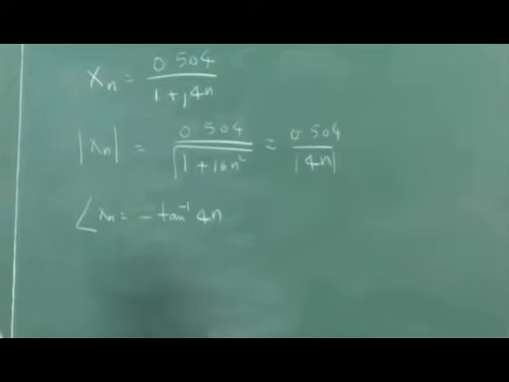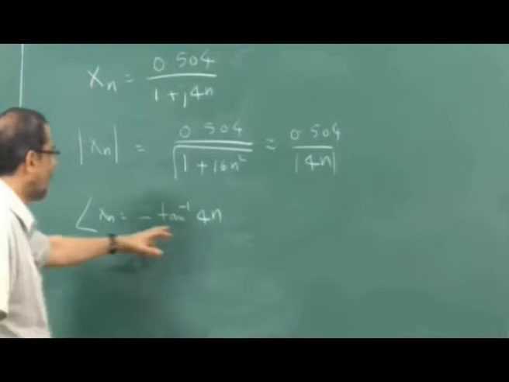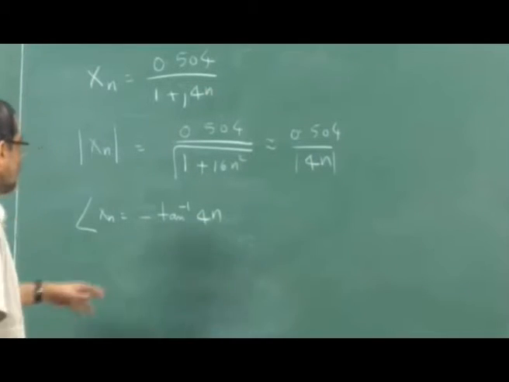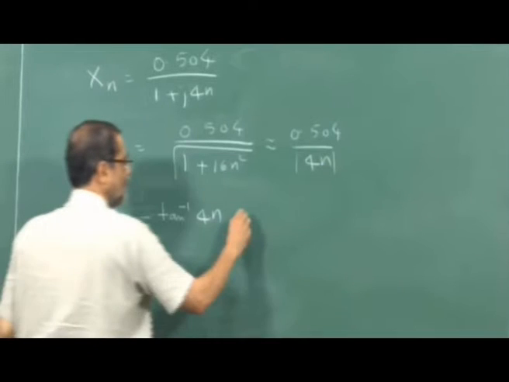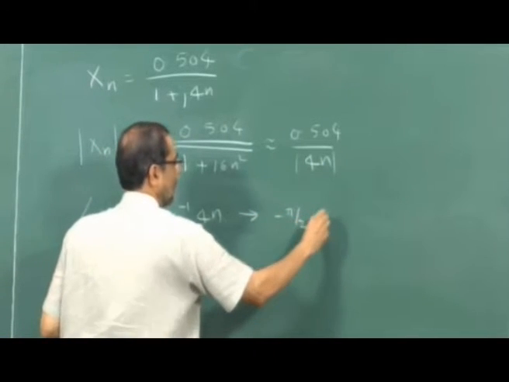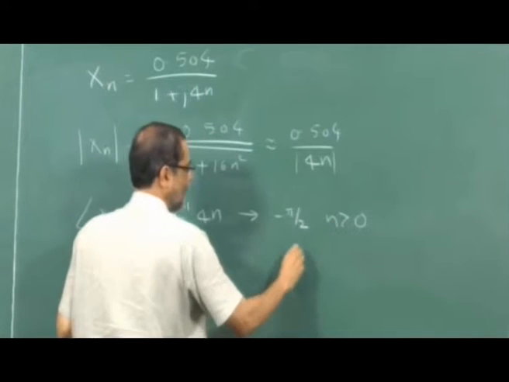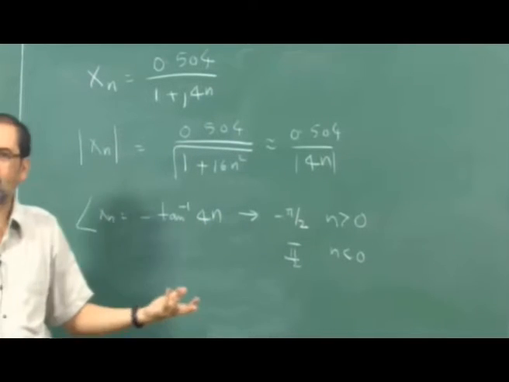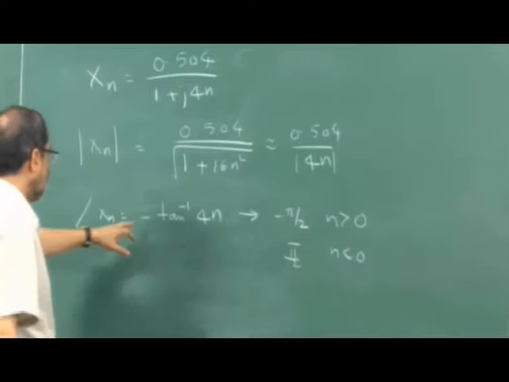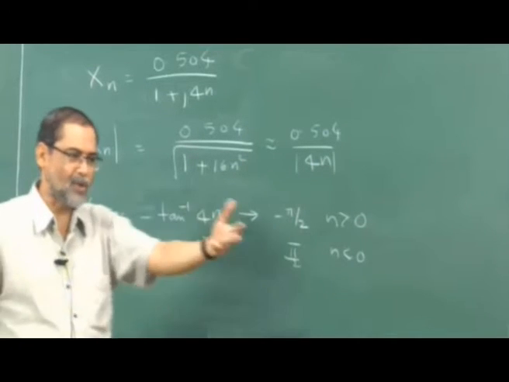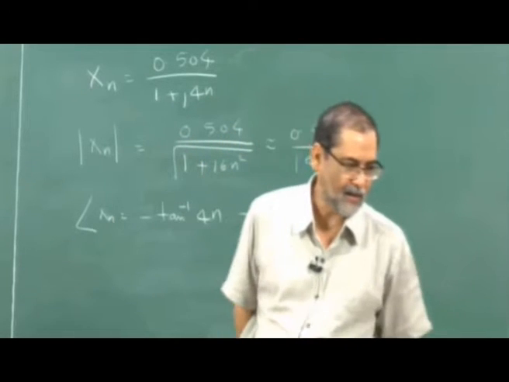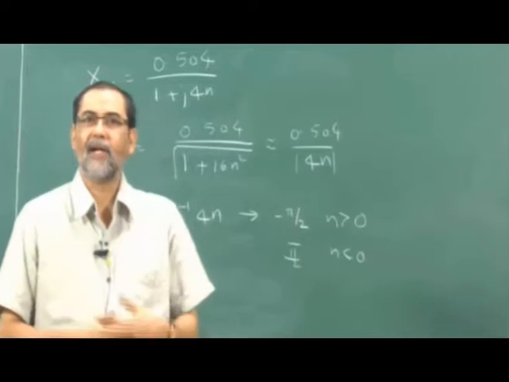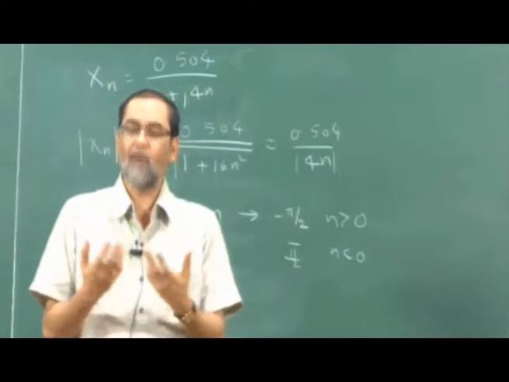If n becomes large, say n is 4, then tan inverse 16, the tan inverse of a large number, is pi by 2. So when n is positive, this quickly tends to minus pi by 2 for n greater than 0, and plus pi by 2 for n less than 0, because if n is 4, tan inverse 16 is nearly pi by 2, and there is a negative sign here, so it's minus pi by 2. That is what I've tried to show in a sketch of the spectrum, right. So I've now plotted in terms of omega instead of n.